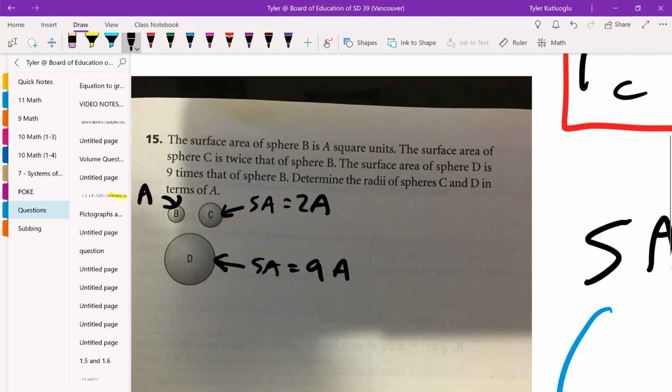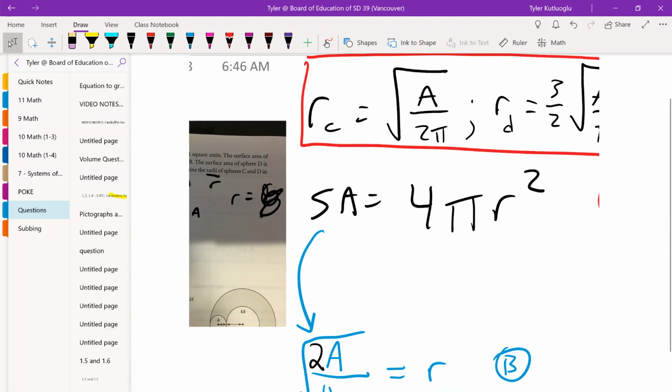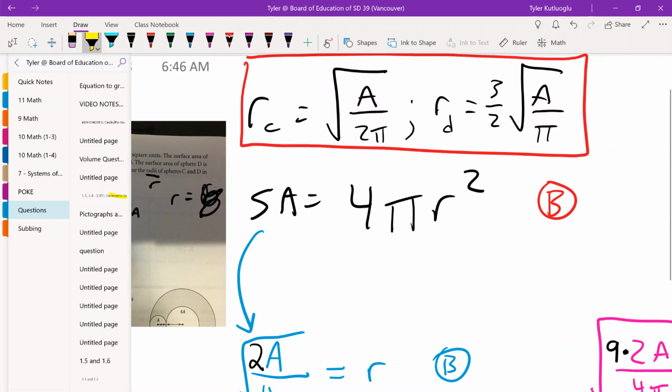So what we need to figure out is what the radius is. Find R for each of these spheres. What that really means is write an equation that says R equals something, so that we can explain what R is using the formula. The very first thing we're going to need is the surface area formula. This is the surface area formula for a sphere. It's equal to 4 pi r squared.